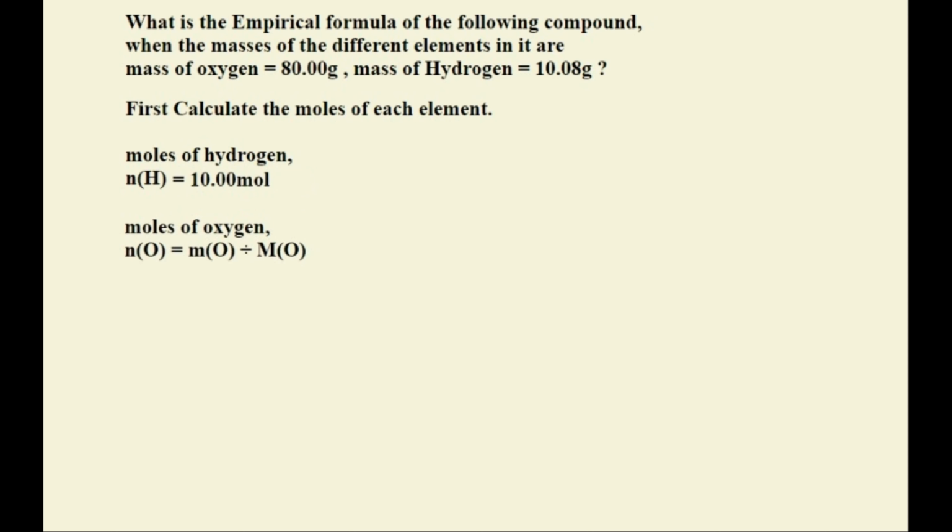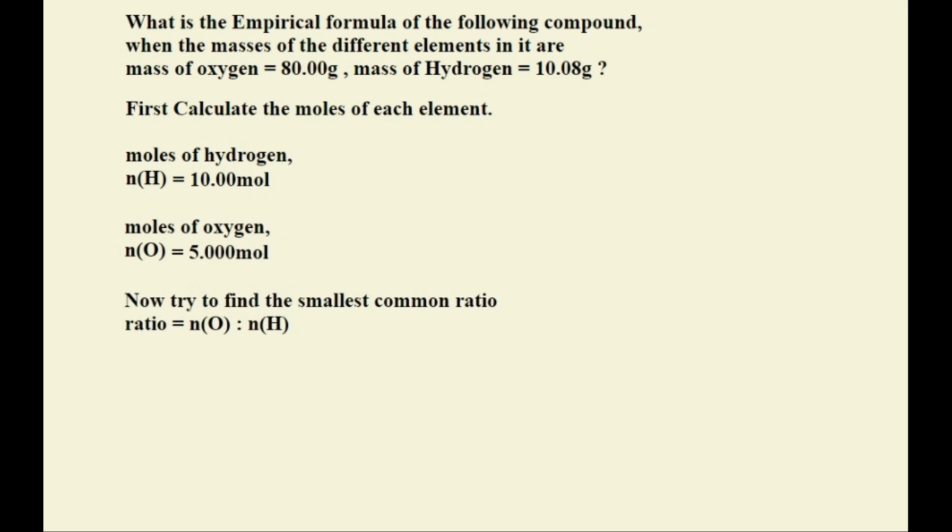We then have to find the amount of moles of oxygen. We use the same equation to find it, as we did before with hydrogen. Then we substitute the numbers into it, and we can thus find the amount of oxygen in moles. We now have to find the ratio of atoms of oxygen to atoms of hydrogen, and this is equal to the ratio of moles of oxygen to the moles of hydrogen.